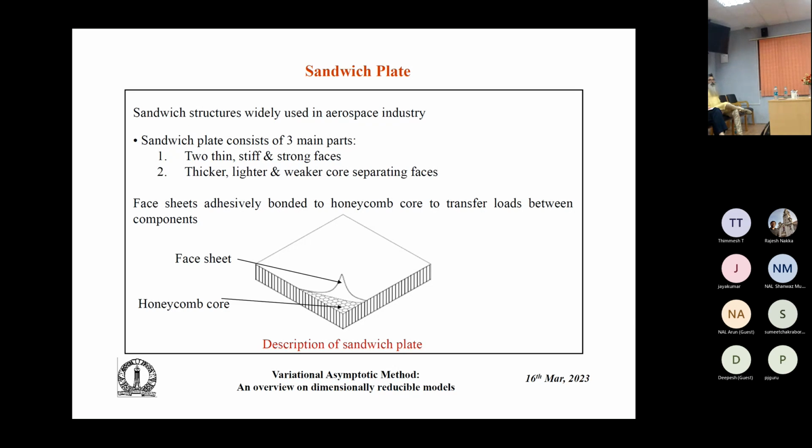It has two thin, stiff as well as strong face sheets, which are separated by a thick, weak, and lighter core. The construction is such that its structural behavior is similar to that of an I-beam section, where the face sheets are intended to take the bending loads, which in turn become in-plane loads, and the honeycomb core is intended to take the transverse shear loads.